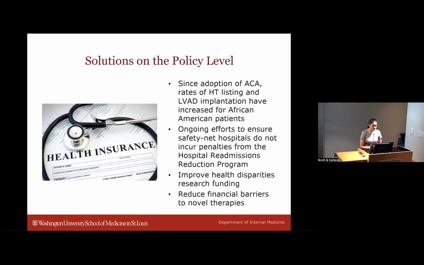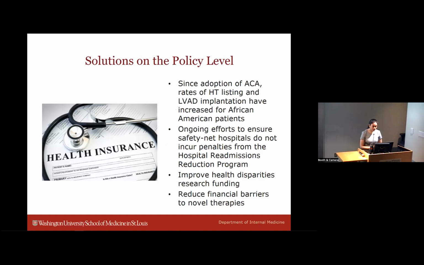At the policy level, there are multiple examples of legislation that have resulted in tangible health consequences for African American patients. Since the adoption of the Affordable Care Act, rates of heart transplant listing and LVAD implementation increased for African American patients. The Hospital Readmissions Reduction Program was initially intended to reduce 30-day hospital readmissions by improving the quality of care and enhancing care coordination, particularly at time of discharge.